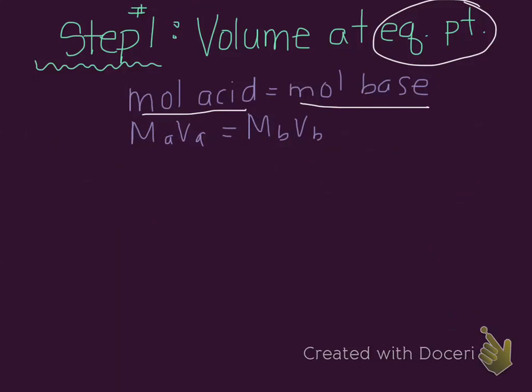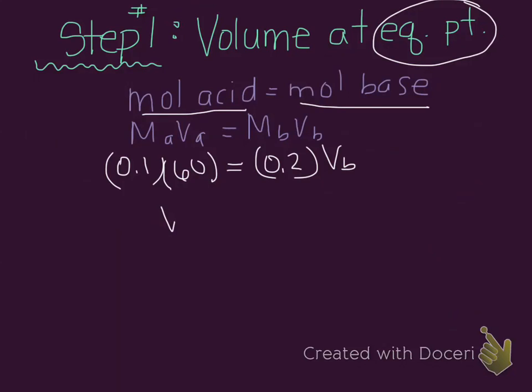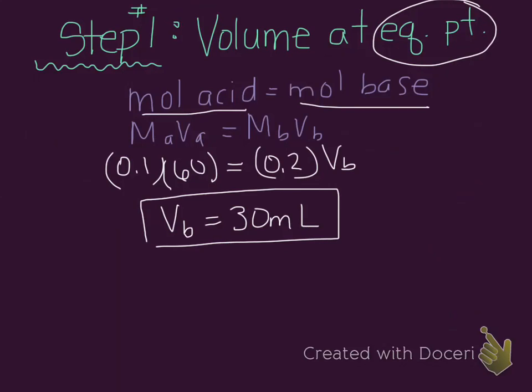So we know that the molarity of the acid is 0.1, and this was given to us in the problem, and the volume was 60 mL. The molarity of the base will be 0.2, and the volume of the base at the equivalence point is what we're solving for. So the volume of the base will be 30 milliliters. And you can leave that equation in molarity and milliliters.